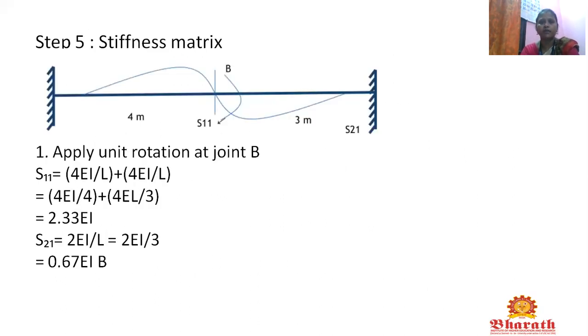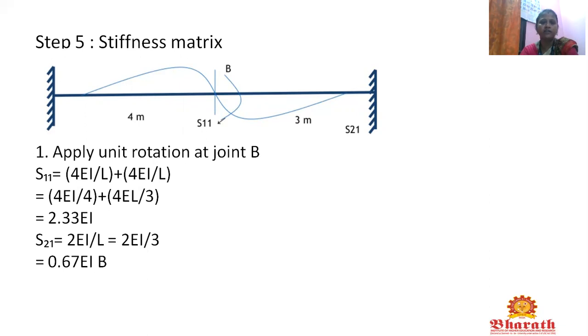Now coming to step number 5. Step number 5 is the stiffness matrix. For the stiffness matrix, we have to draw the free body diagram with the fixed end moments at A, B and C. Here, first we have to apply a unit rotation at joint B. So what is the stiffness matrix? In joint B, we have to find the stiffness matrix. The stiffness matrix notation is S, and we are going to find it at joint B.